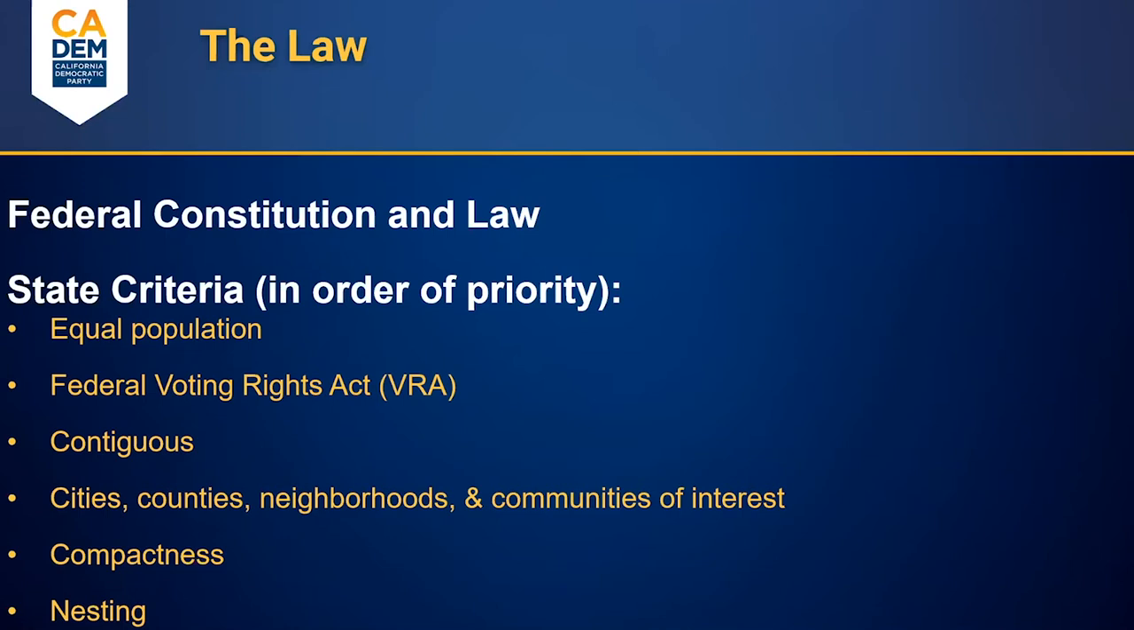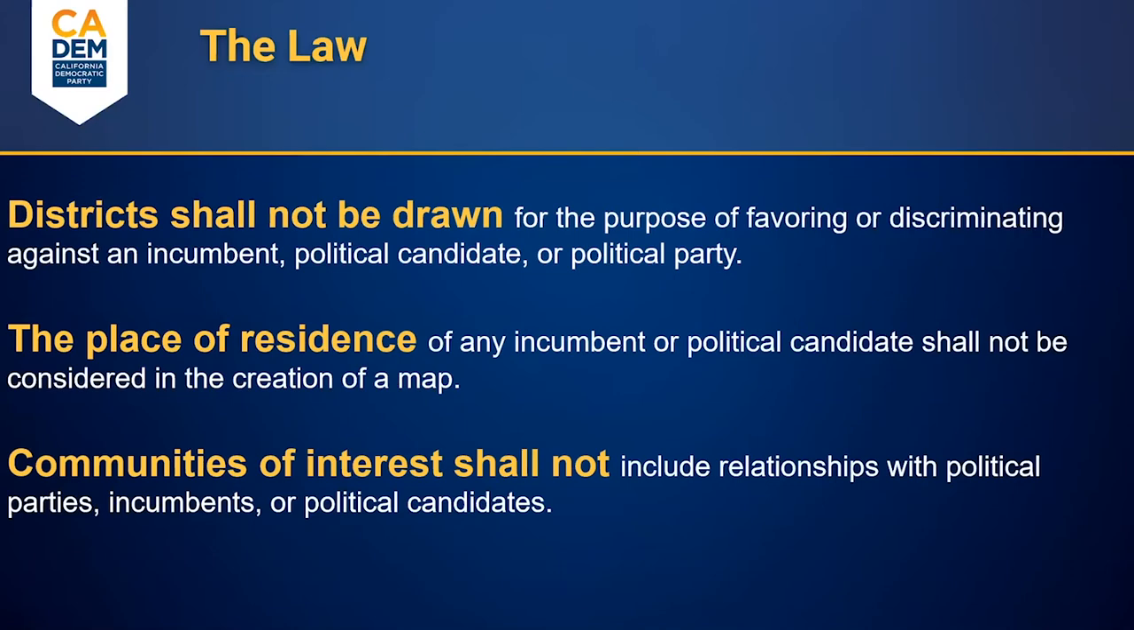So if there's a conflict between criteria, you look at the ones that are higher on the list, and those get priority over ones lower on the list. So we advance to the next slide.